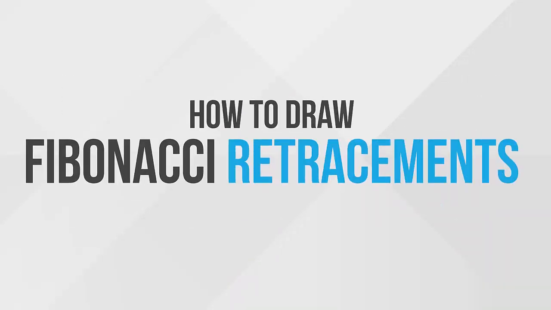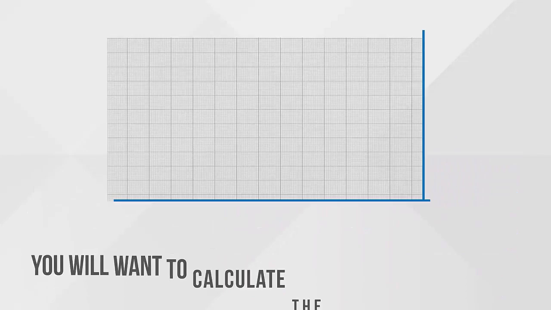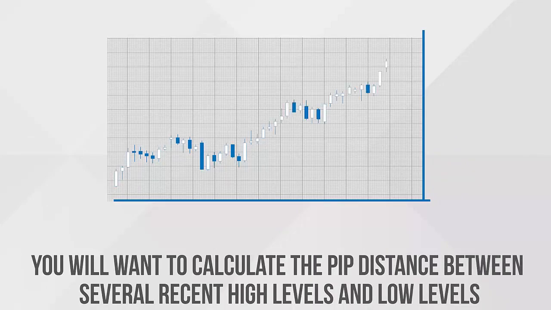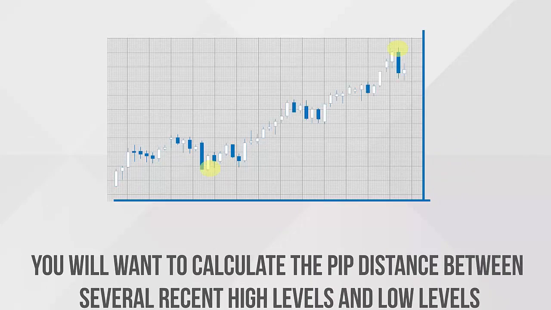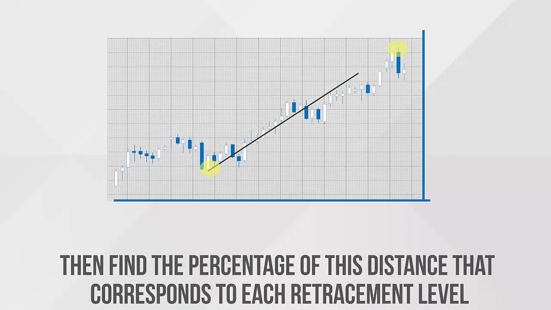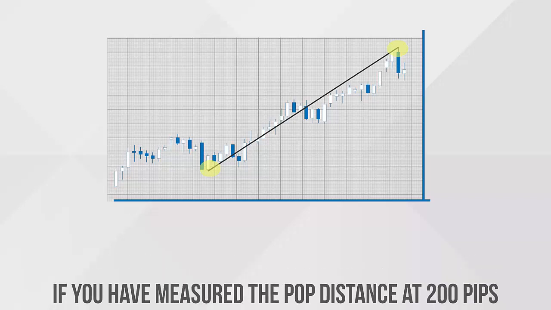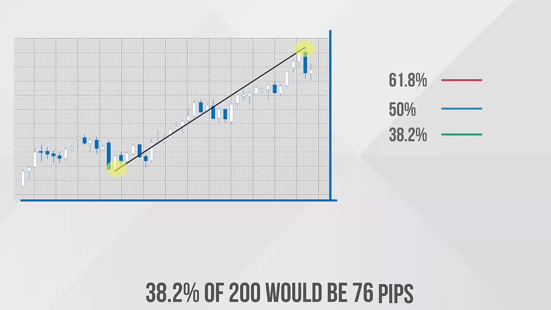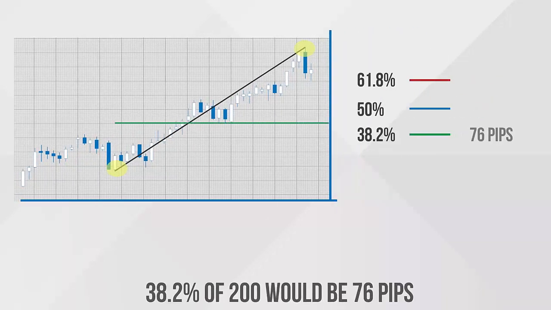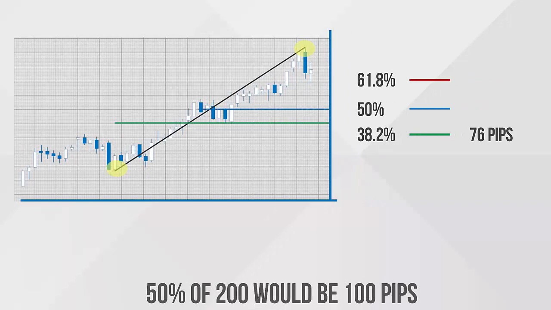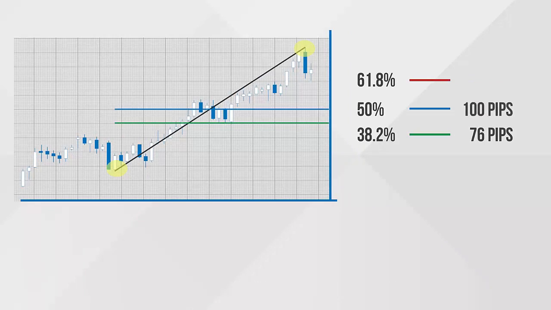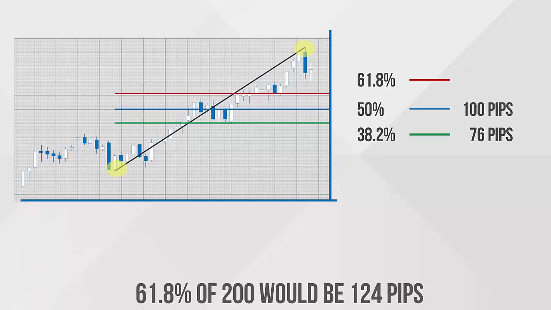To draw Fibonacci retracement, you will want to calculate the pip distance between several recent high levels and low levels. Then, you need to find the percentage of this distance which corresponds to each retracement level. For example, if you have measured the pip distance at 200 pips, 38% of 200 would be 76 pips, 50% of 200 would be 100 pips, and 61.8% of 200 would be 124 pips.